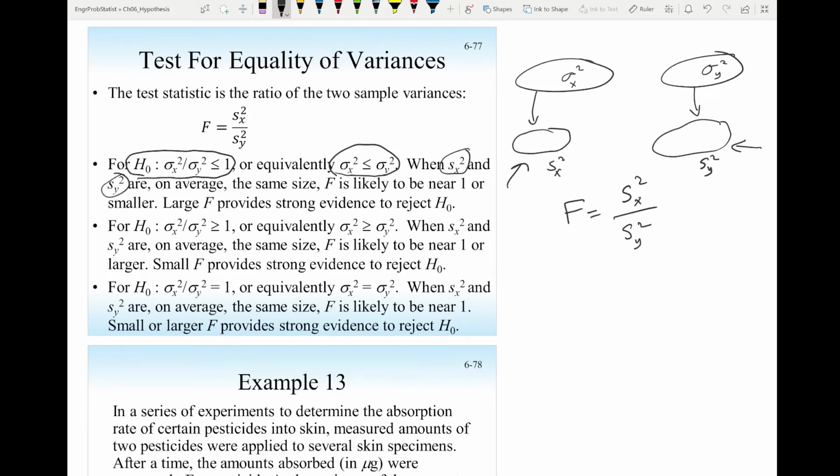The second possible hypothesis: the variance of x divided by the variance of y is larger than 1, which is the same as the variance of x is larger than the variance of y. And the third null hypothesis: the variance of x divided by the variance of y equals 1, which means both are equal. So let's take an example to demonstrate this hypothesis test for equality of variance.